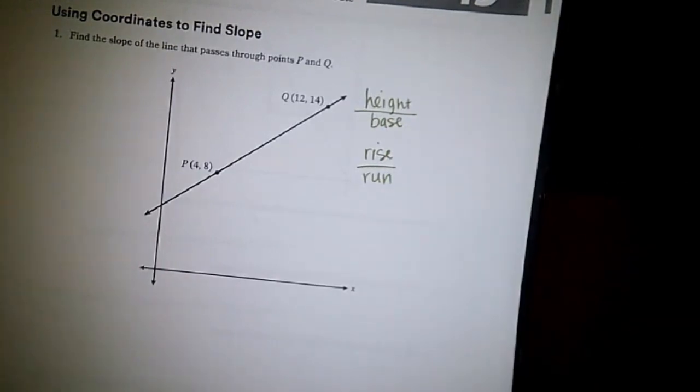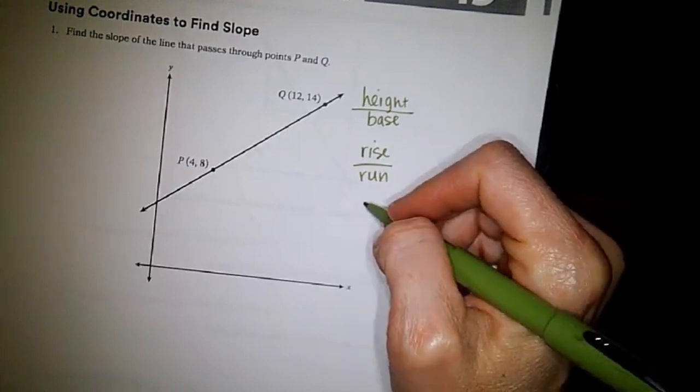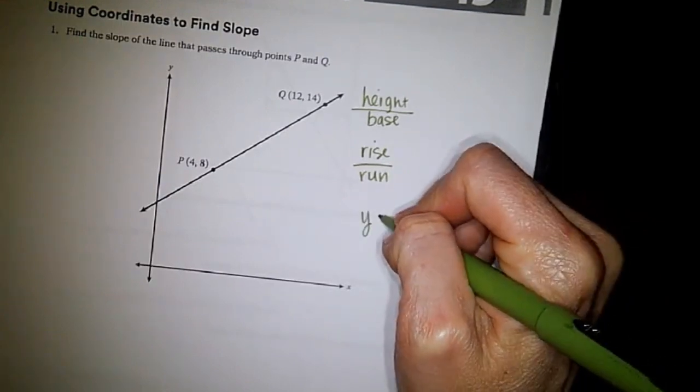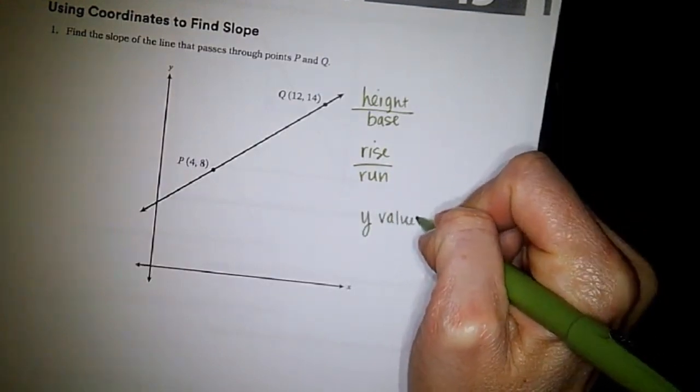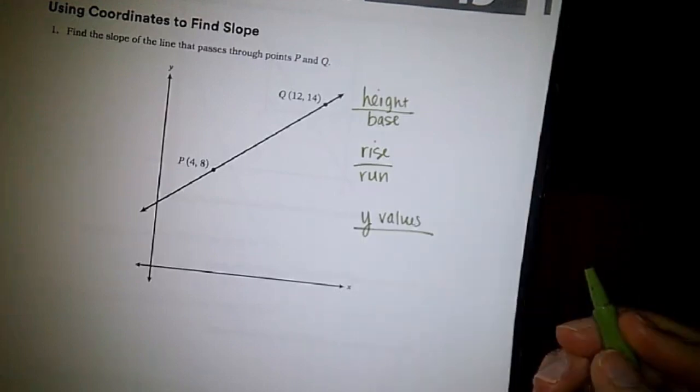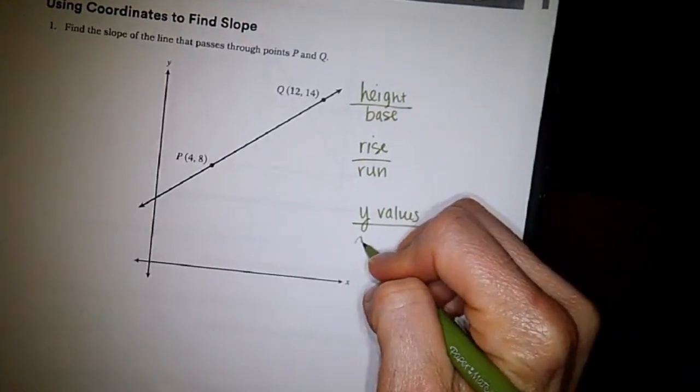Okay, and when we look at height and we look at rise, so let's look at the top parts. What information does that use? The what values? The y or the x? The y. So we're going to look for the y values over the what values? X values.